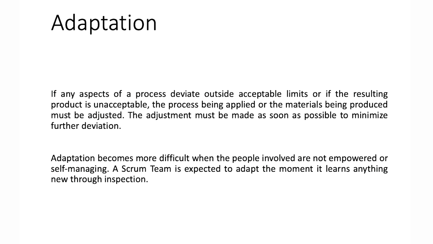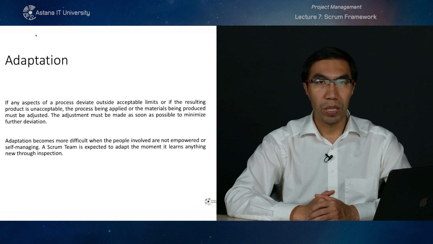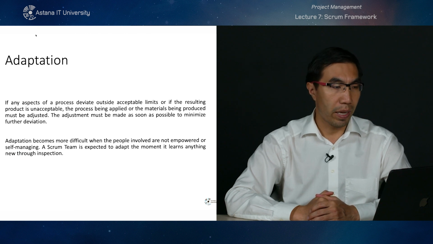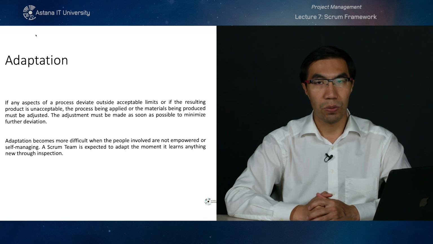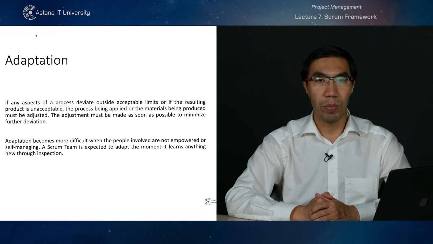As for adaptation, if any aspects of a process deviate outside acceptable limits, or if the resulting product is unacceptable, the process being applied or the materials being produced must be adjusted. The adjustment must be made as soon as possible to minimize further deviation. Adaptation becomes more difficult when the people involved are not empowered or self-managing, so they don't have the power to make their own decisions. The Scrum team is expected to adapt the moment it learns anything new through inspection and make necessary adjustments in the product or service.